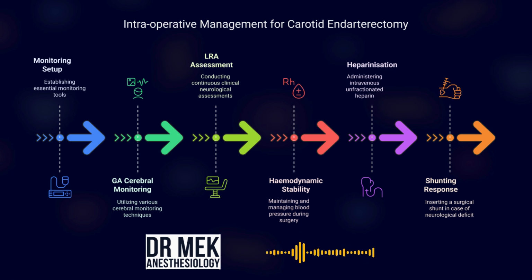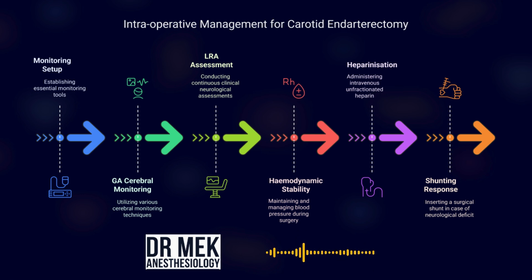Now, collateral circulation refers to those smaller blood vessels that can provide alternative routes for blood flow. Exactly. And if a patient has good collateral circulation, they might be able to tolerate cross-clamping without needing a shunt. So we need to assess their baseline cerebral blood flow to see how robust their collateral circulation is. Exactly. We want to make sure the brain is getting enough blood flow even when that carotid artery is clamped.